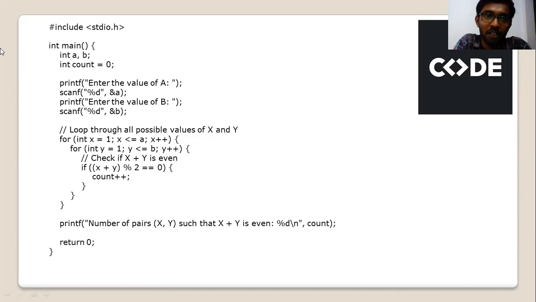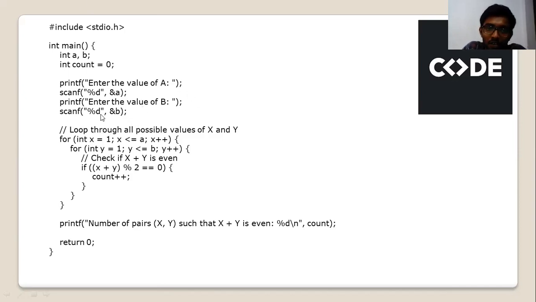Okay, now printf enter the value of a, and scanf percent d and address of a. We have to scan the input values. We have to write these two lines. Okay, for the other value, printf enter the value of b, and scanf is the same.